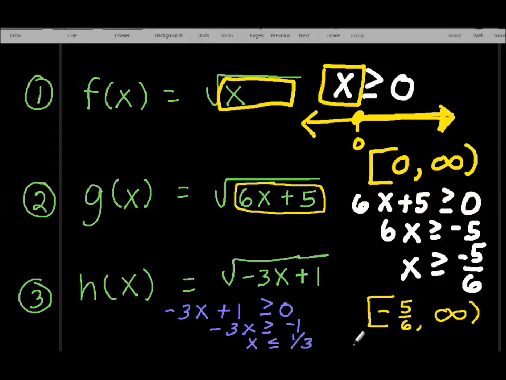Okay? And in interval notation, that would be written as this. So x has got to be smaller than or equal to 1/3. So that means I can go all the way to, so there's a little parenthesis here, negative infinity, starting with negative infinity, go all the way up to 1/3.